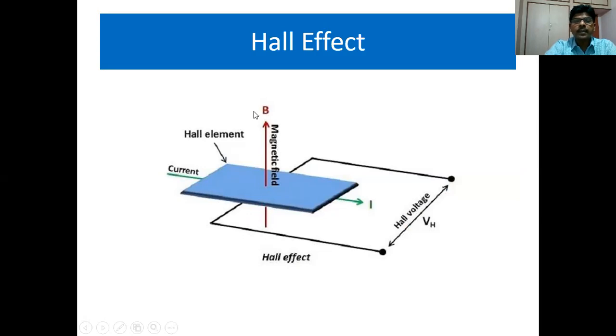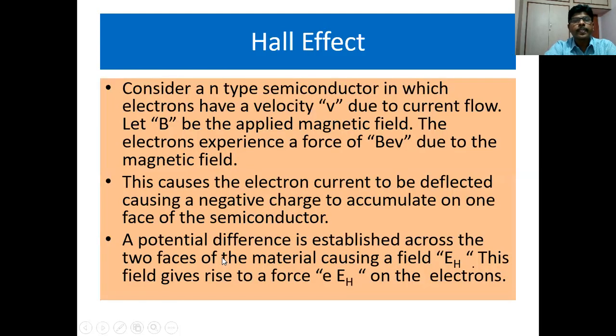And you can see the magnetic field and the current are perpendicular to each other. Then this side can be called face 1 and this side can be called face 2. So this is where there's a deflection of electrons or holes and a potential difference is generated over here. Then we can measure the Hall voltage due to this potential difference.